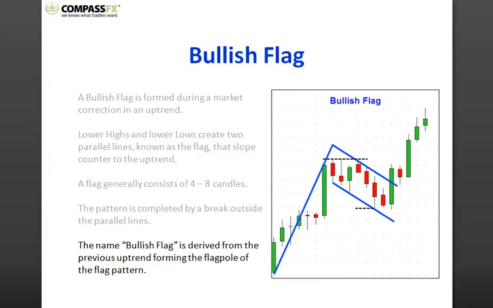The name bullish flag is derived from the previous uptrend forming the flagpole of the flag pattern. So as we can see here, we've been in this uptrend, we reach a high, and then we get this pullback or correction in the marketplace. Oftentimes this correction is due to profit taking by many market participants. Take some off the table and then look for continuation. For those of you who use Fibonacci retracements, if the flag is only a retracement of about 23.6 to 38.2, and that's as far as the market goes, then there's a high probability that the market's going to continue pushing higher.